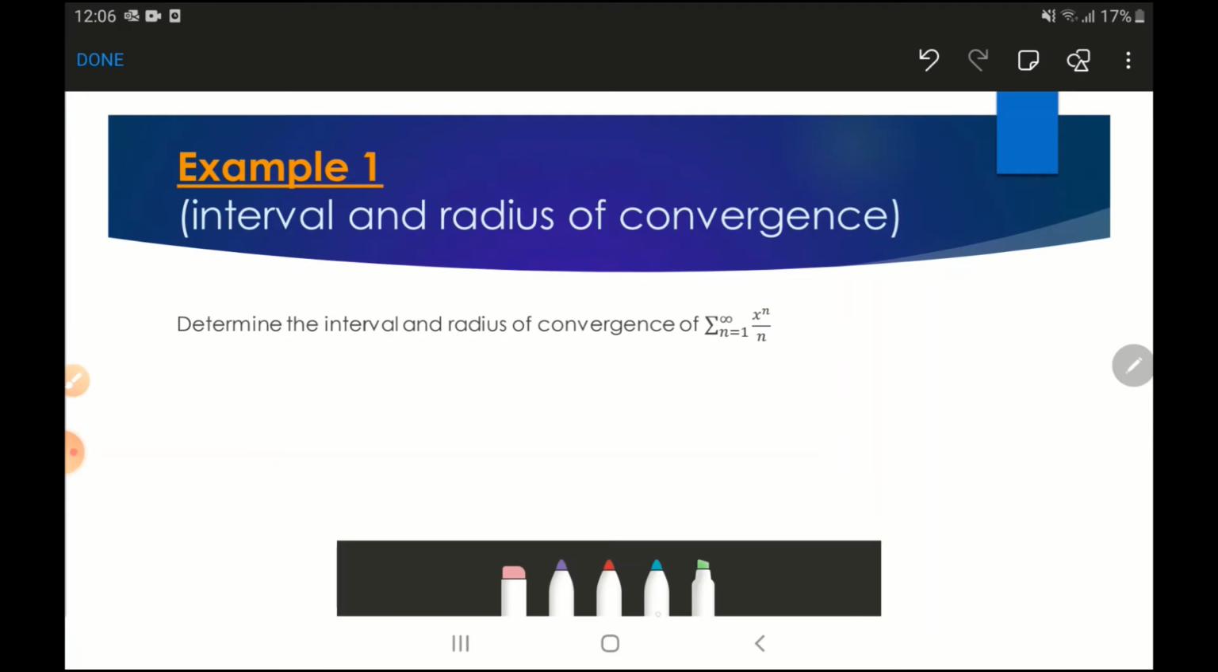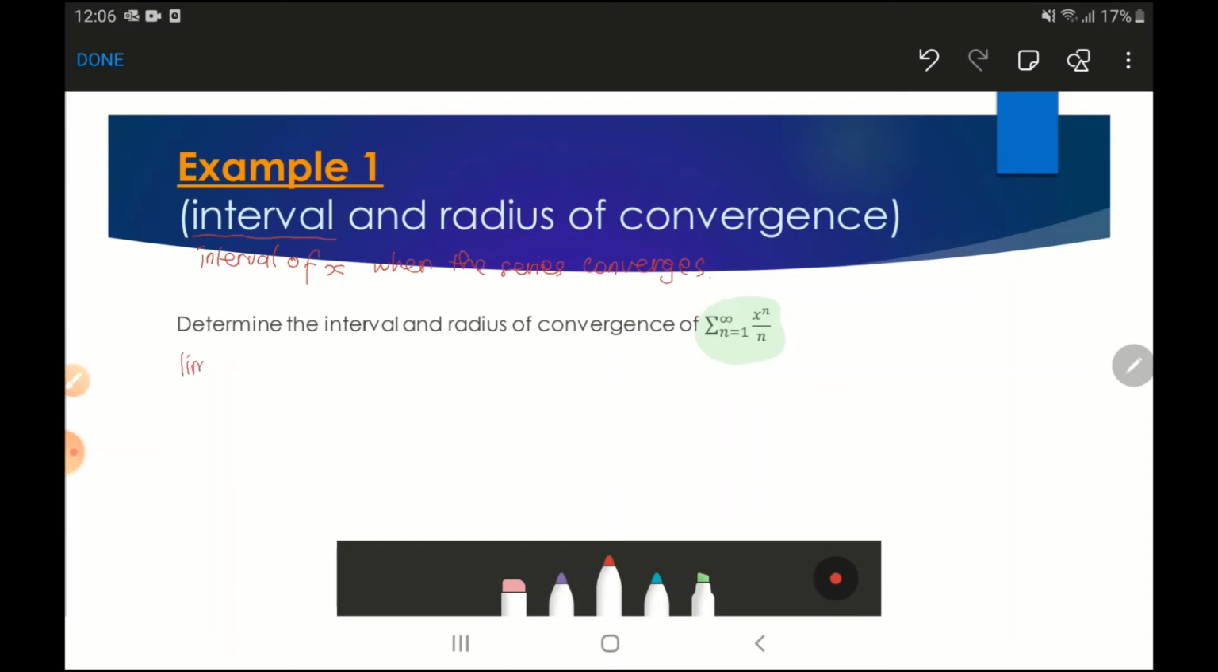So we are going to analyze this power series. We are going to determine for what values of x this series converges, or we call it the interval of x when the series converges. Okay, so we're going to analyze this by using the ratio test.